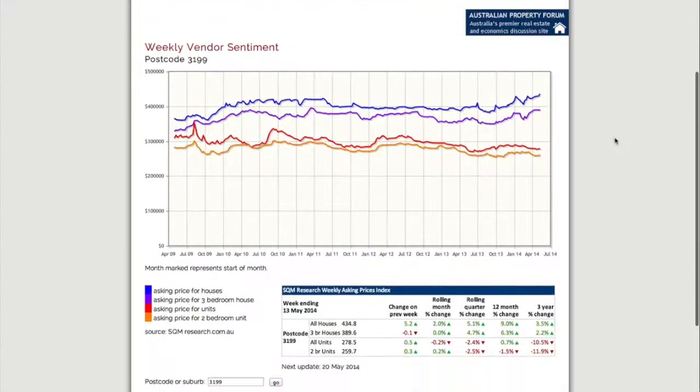Second is weekly vendor sentiment. Then you've got the 12-month percentage change. Again, this is for 3199, and this is for Frankston. So you can look at, again, this has gone up for 3-bedroom, which basically tells me that in the Frankston market people are confident. That means the vendors are not actually panicking at this stage.